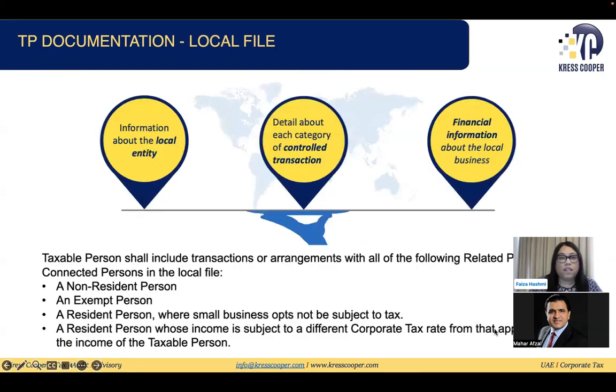Then there is a requirement to maintain a local file. This local file is more detailed. It has more information about the local entity, the transactions in each category of the controlled transactions done with the related party, and all the financial information about the local business. So this is a more detailed report in addition to the master file. This is supposed to be maintained.